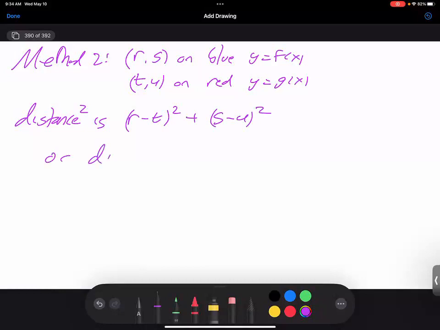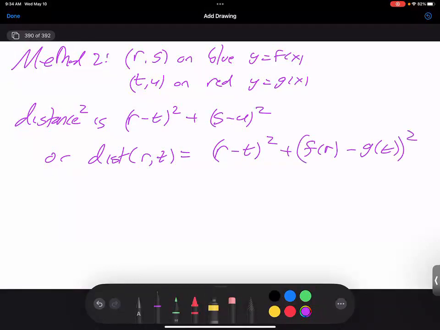The distance as a function of r and t is just going to be r minus t squared plus s minus u squared, where s is going to be f of r, and u is going to be g of t. So that's my distance function. I've incorporated the constraints directly into my distance. I want to minimize this. I want to find the r and the t that give me the minimum value.